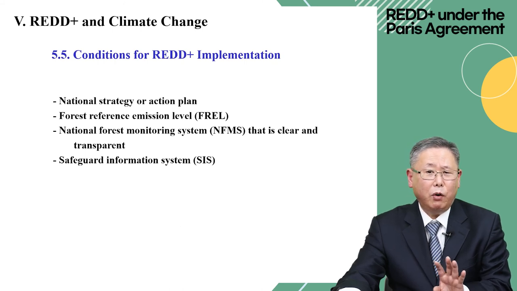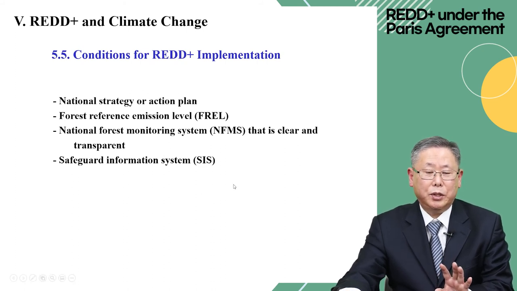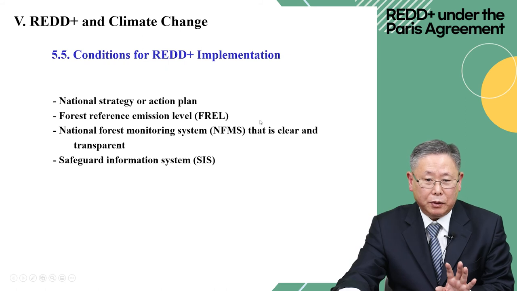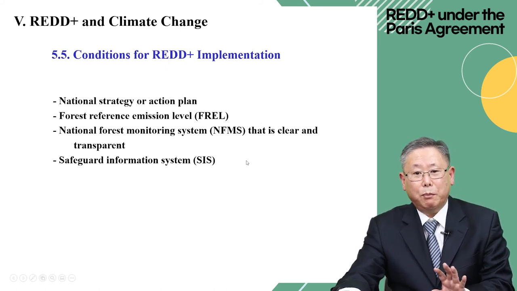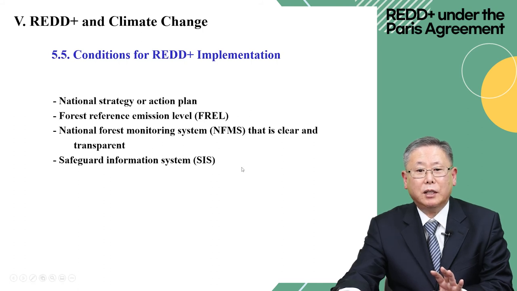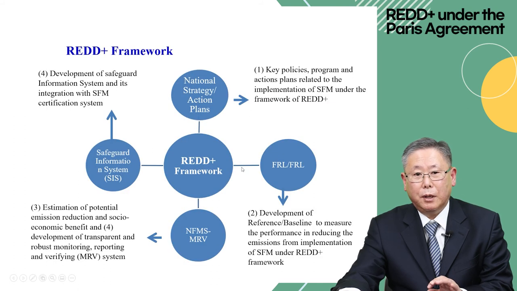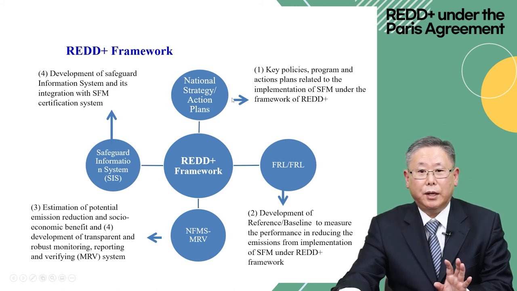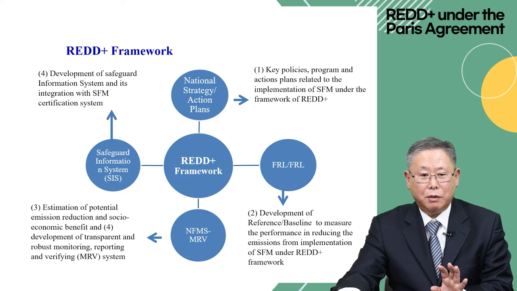So here there are 4 pillars. To implement REDD, any country should have a national strategy or action plan, a forest reference emission level, a national forest monitoring system, and then a safeguard information system. So this is the REDD plus framework: national strategy action plans, forest reference level or forest emission level, then MRV, monitoring, reporting, verification, and the safeguard information system, SIS.